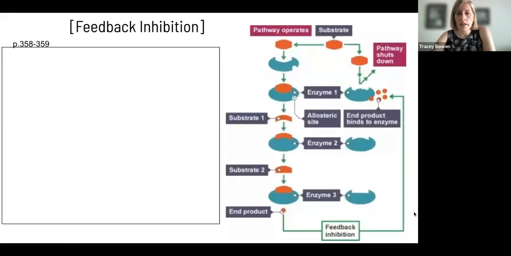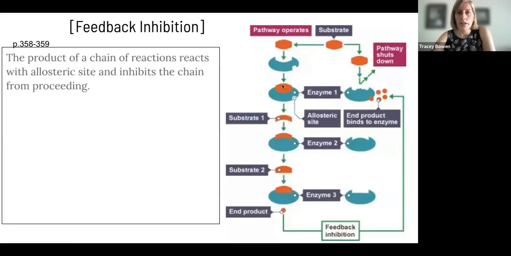What we're looking at here for different kinds of chemical reactions is a chain of reactions where the product of the chain reacts with the allosteric site. You can see the allosteric site right there, and it's going to inhibit the chain from proceeding. Once there's enough of this end product, this is called feedback inhibition, the end product is going to bind onto the allosteric site, change the shape of the active site, and then the pathway shuts down.